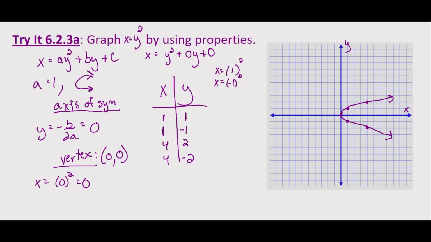So in this case, a equals 1, which is greater than 0, so we know it opens to the right. Our axis of symmetry was just y equals 0. The vertex was 0, 0. And then we plotted a couple points and used symmetry to plot the points on the other side of the axis of symmetry from those points that we plotted.